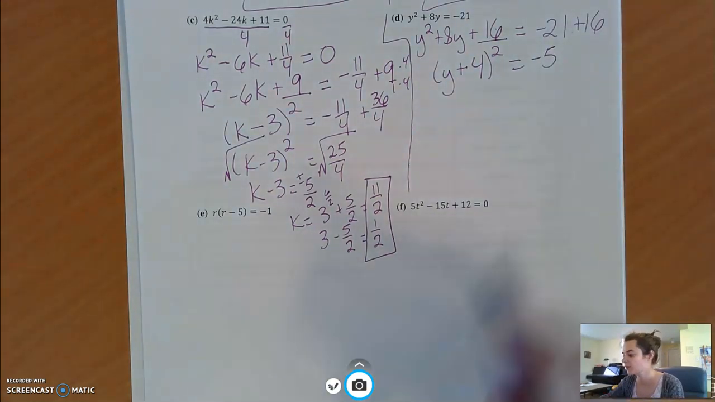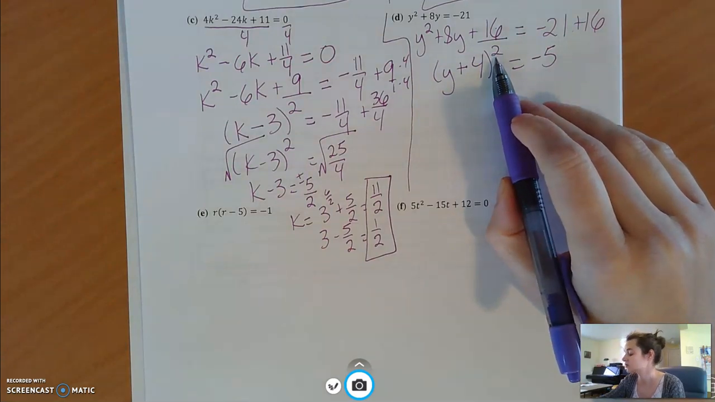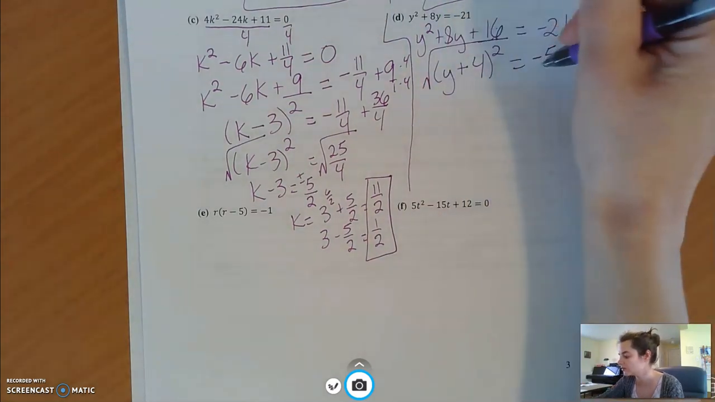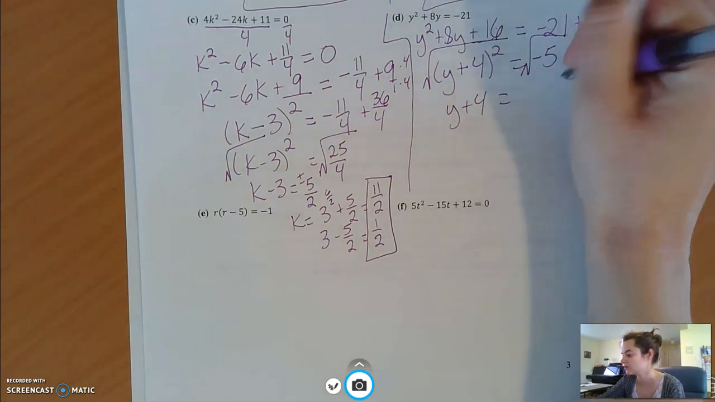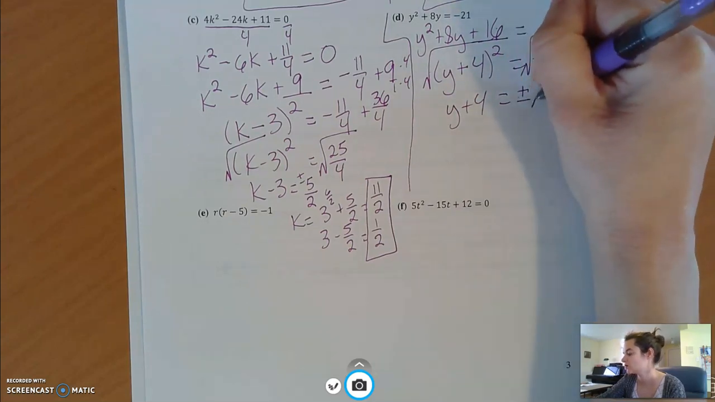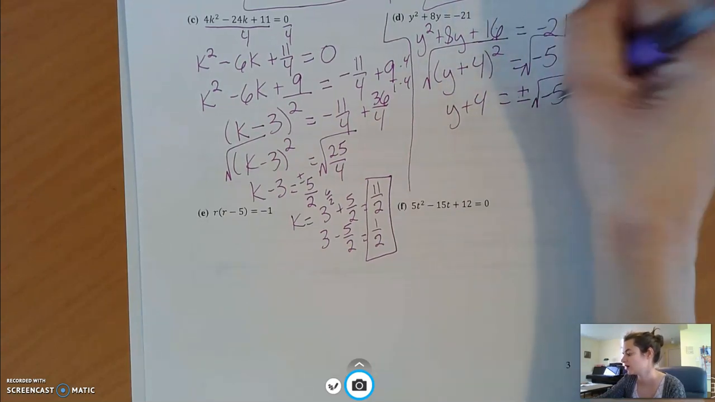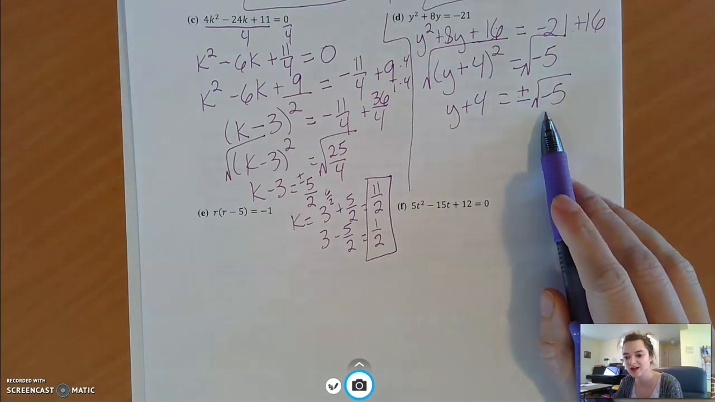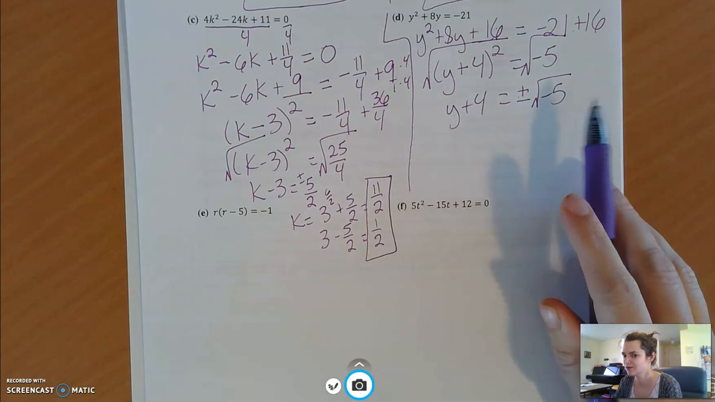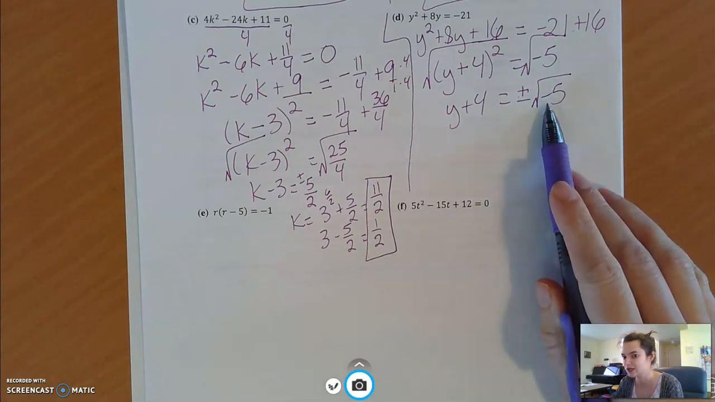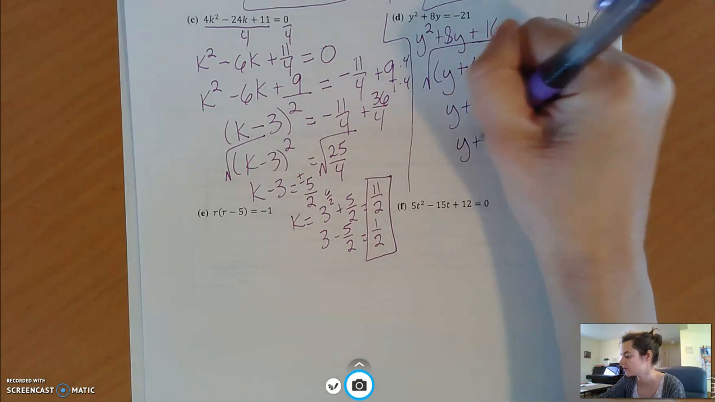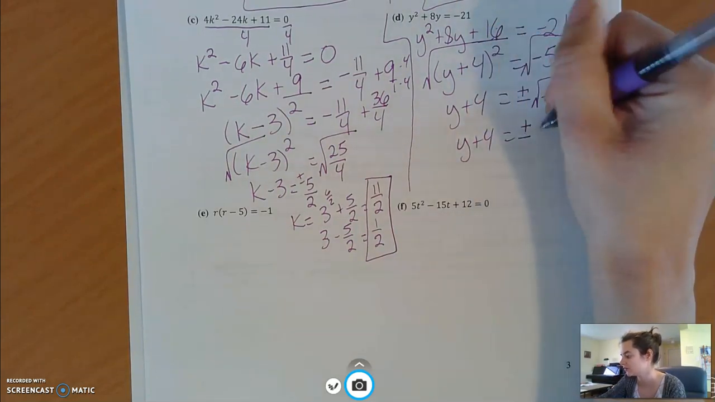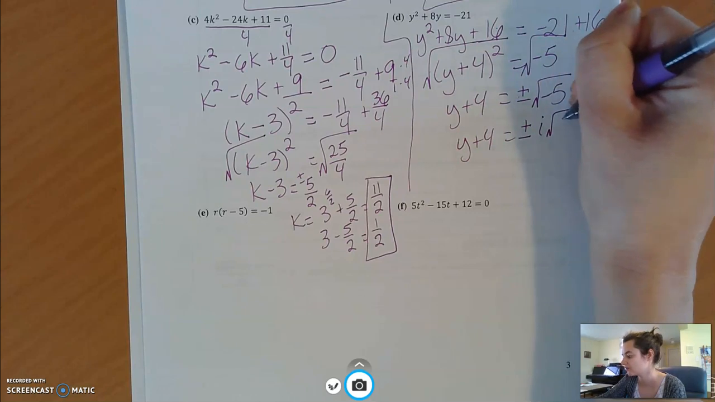Okay, to solve for y, I want to get rid of the squaring. The opposite of squaring would be square rooting, so we're going to square root both sides, and we'll get y plus 4 equals plus or minus, so positive or negative, square root of negative 5. Now the square root of negative 5 may be having a little bit of anxiety over there with the negative inside of a square root, but we know what to do with those. We just need to pull it out and make it into an i. So now I'll have y plus 4 equals positive or negative i square root of 5.